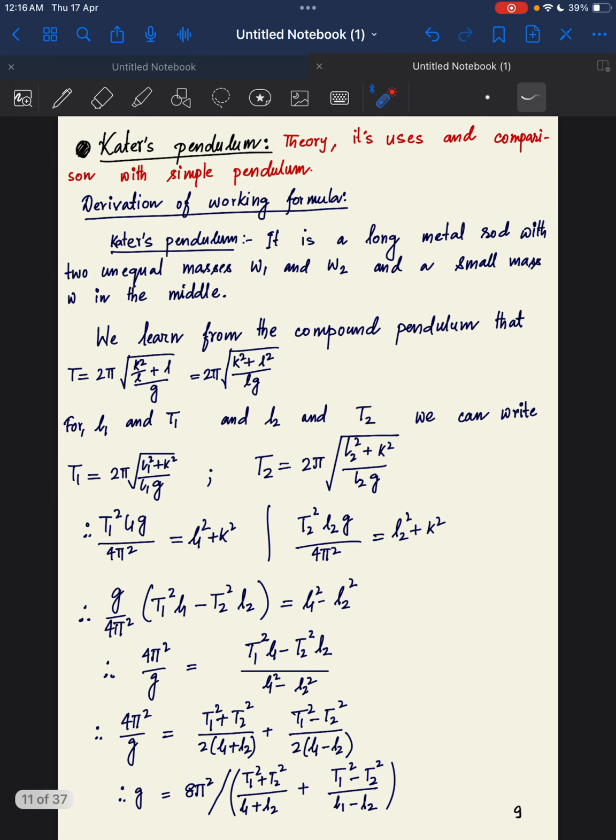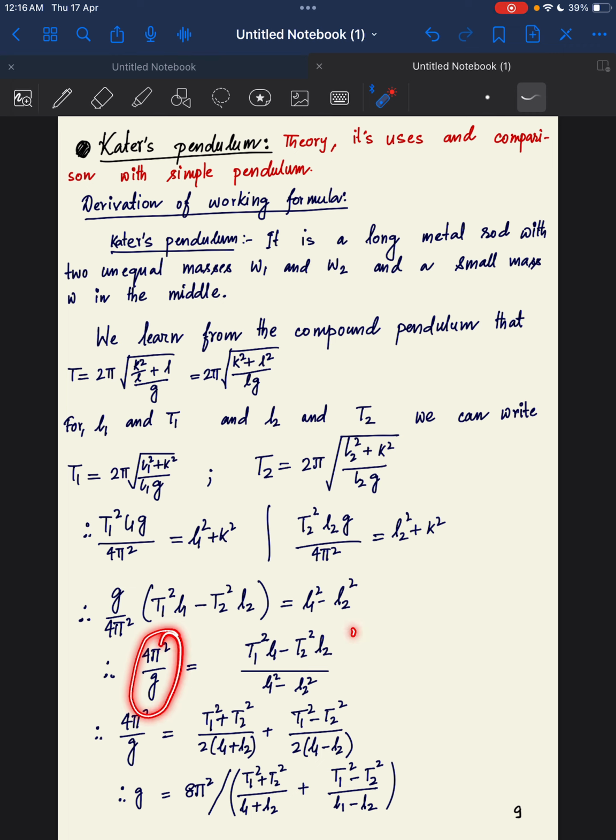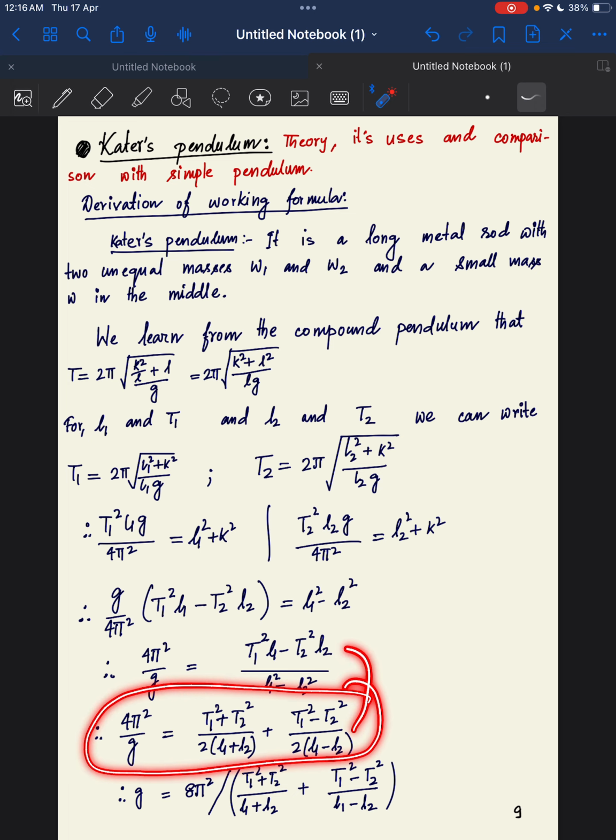Now let's say in Kater's pendulum, we will invert the pendulum in two cases. So we can find length L1 for time period T1 and length L2 for time period T2. So we can write T1 in terms of L1 and T2 in terms of L2. Squaring this equation we will get this value, and squaring this equation we will get this. Now if you subtract equation 1 from equation 2, then we can get this value. So 4π squared by g will be this term. Then this term you can smartly rewrite like this. You do some homework, you can get from this step to this step.